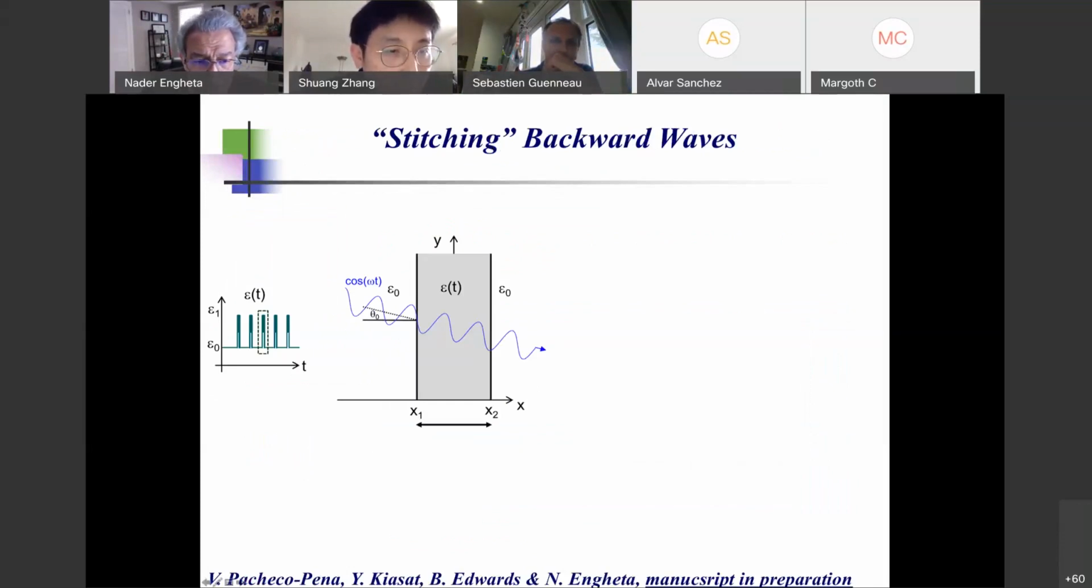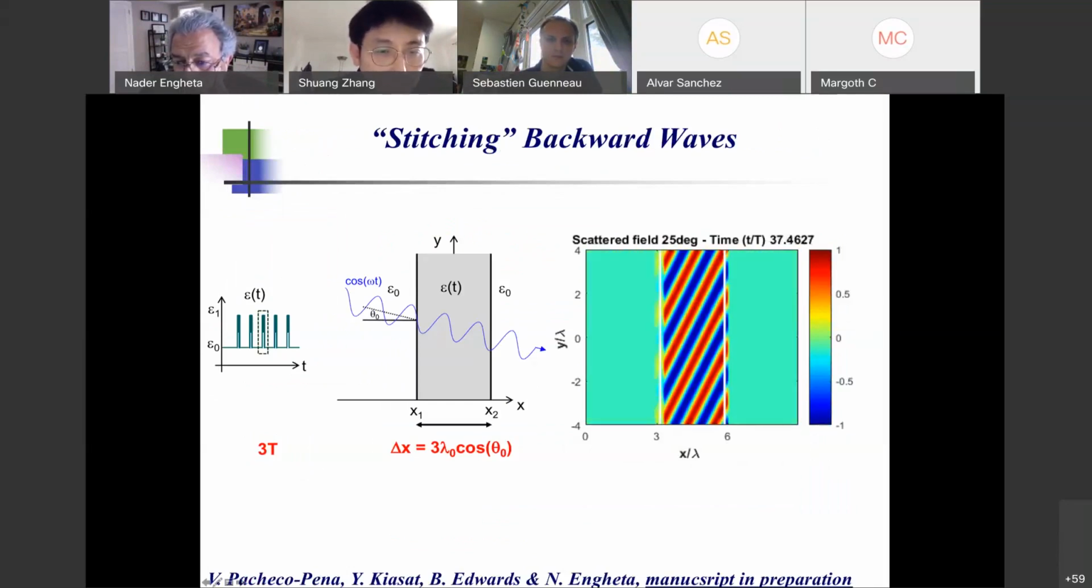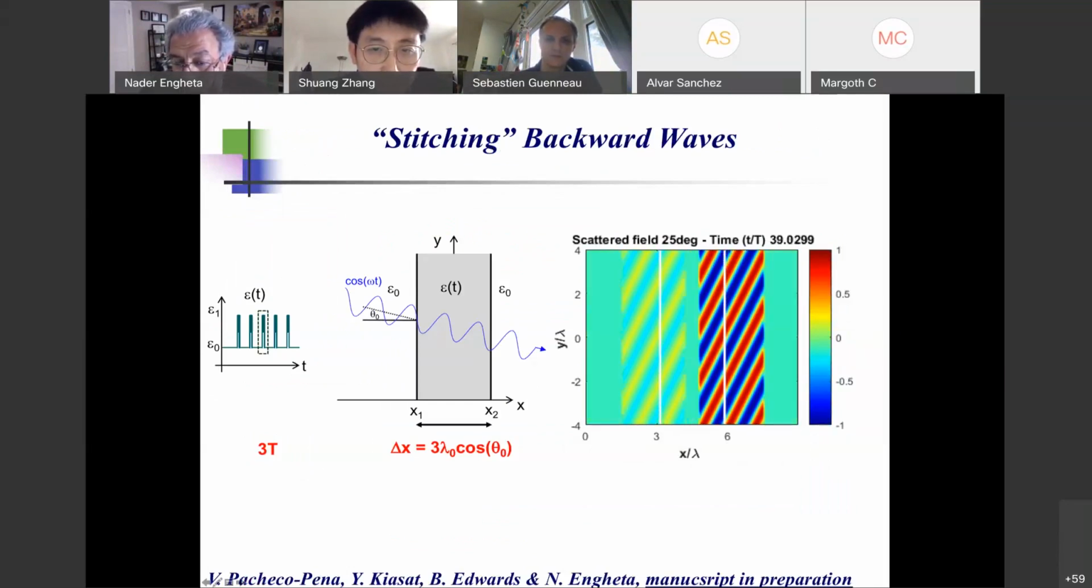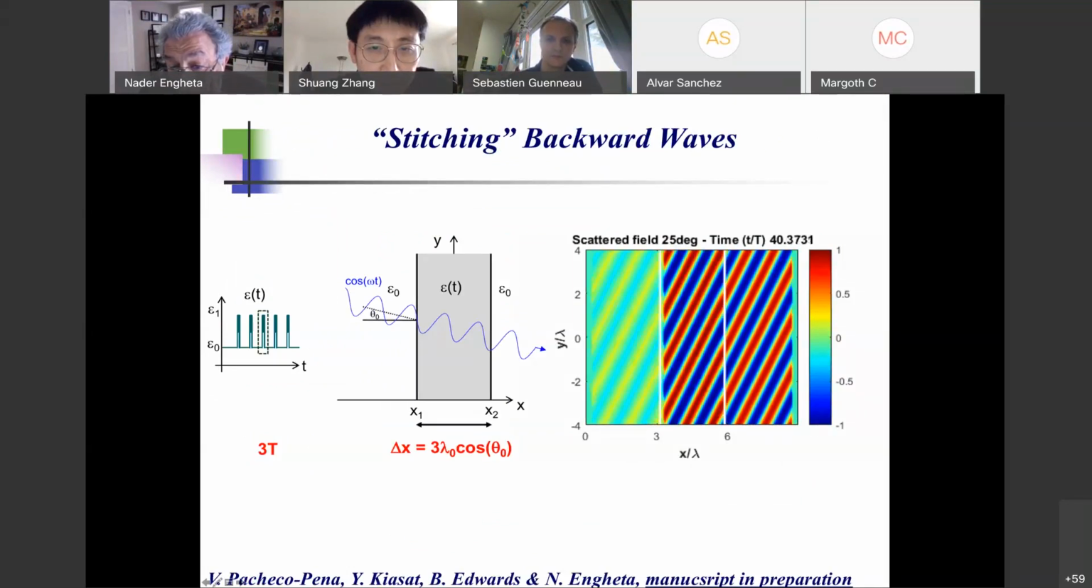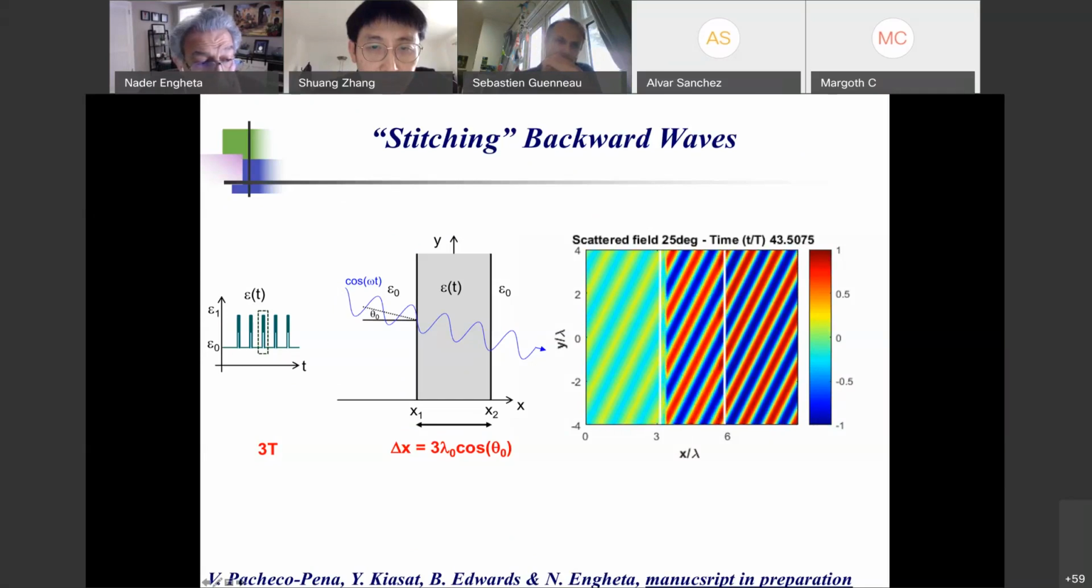In this case, we have a slab. So this thickness in space is fixed all the way. Let's say the incident wave is coming obliquely. I'm going to take a look at what happens in the backward wave. This is a forward wave. This is a backward wave. You notice the backward wave is going to stop at some point if you don't repeat it.